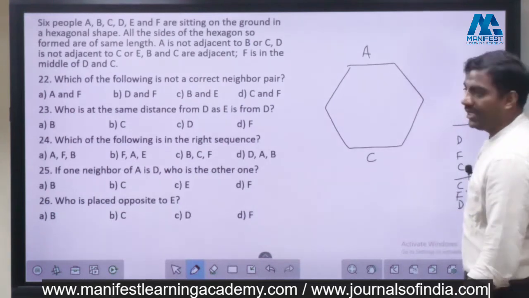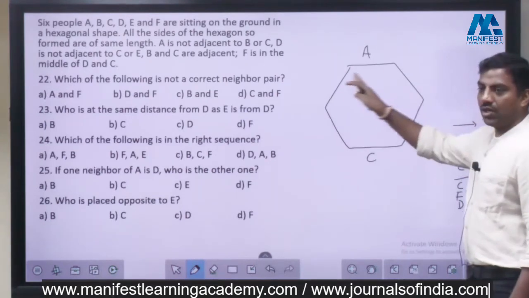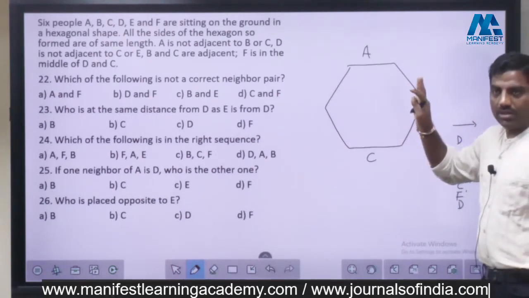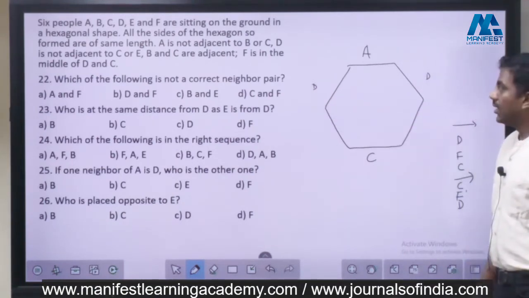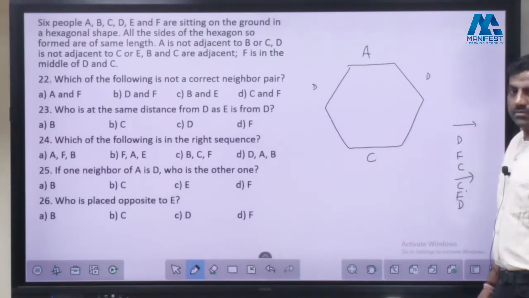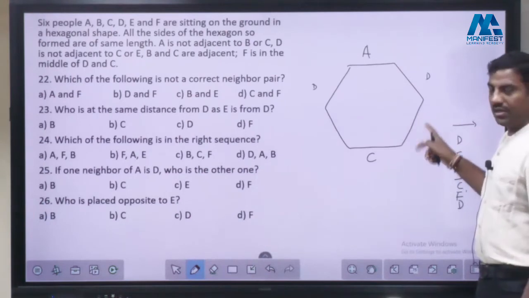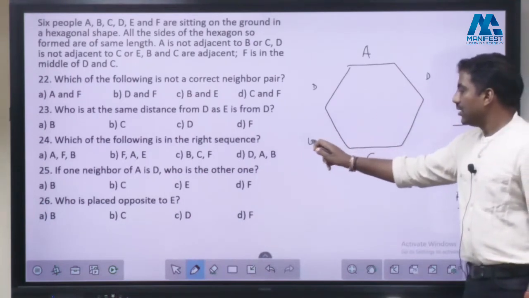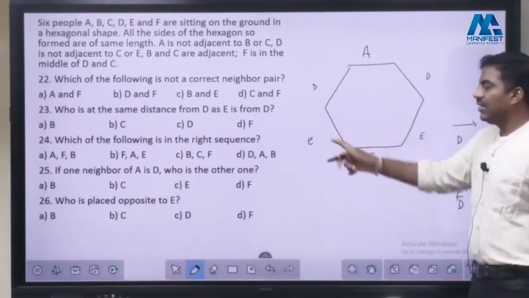D is not adjacent to C. So D will either come here or here. That's okay. Then D is not adjacent to C or E. C also, E also. So what to do now? If you keep D here, E has to come here. So the possibilities of E's position are here. If D is here, E will come here.